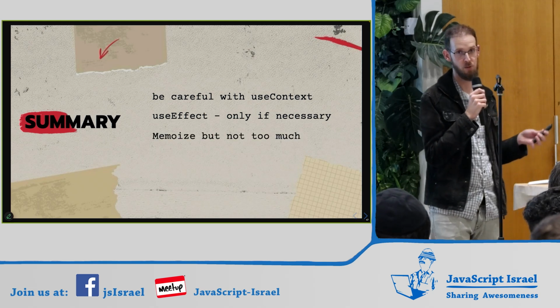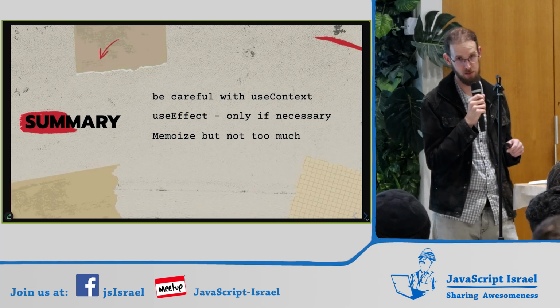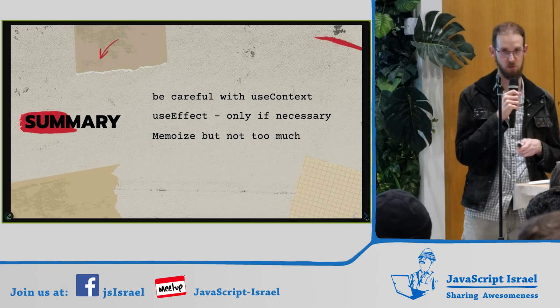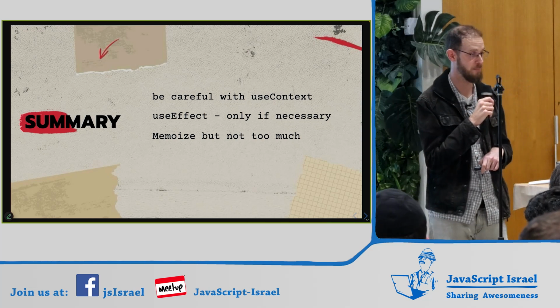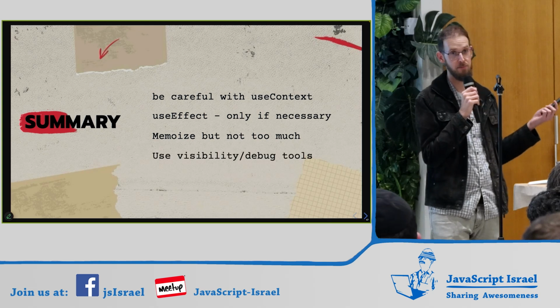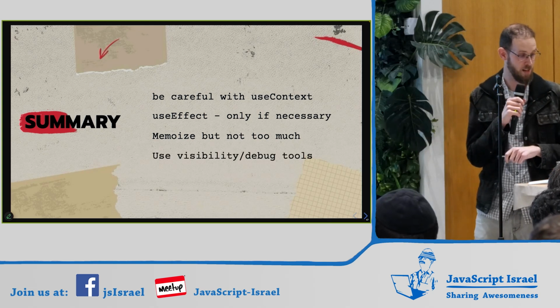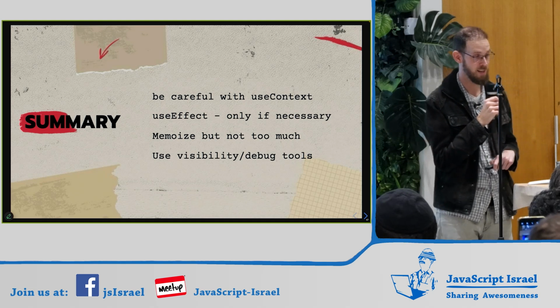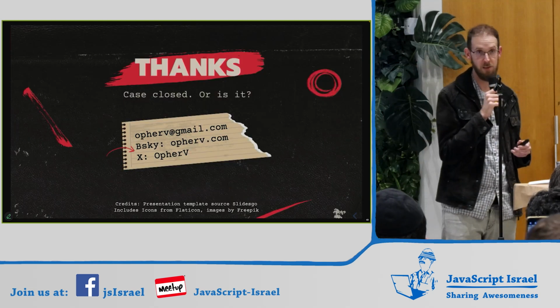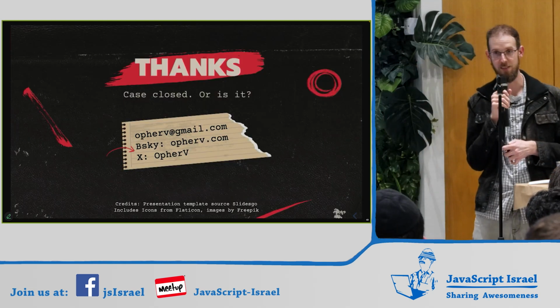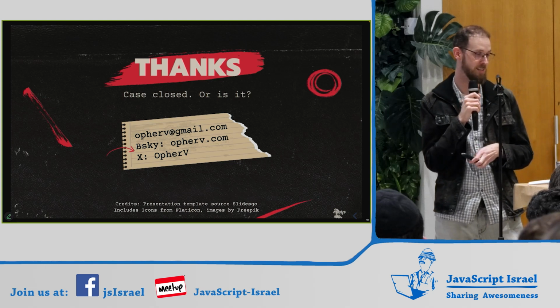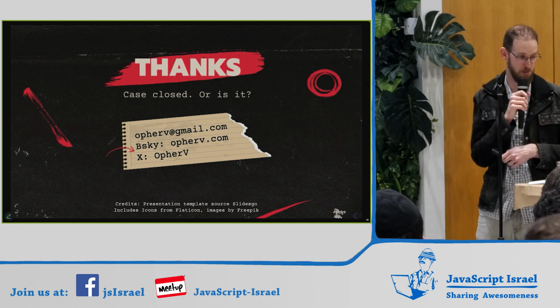Remember to memoize your expensive components, but not too much. Don't put memoize on anything, as that will just create the exact opposite effect. And you have visibility tools to figure out when things go wrong. That's what I have for you today. Our case may be closed, but React issues always prop up. So we need to be and stay vigilant.